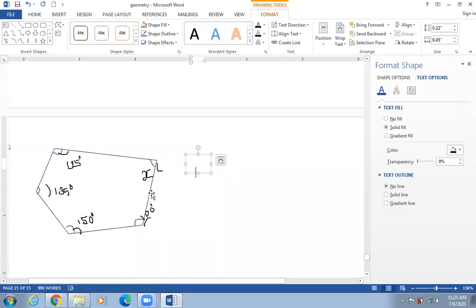What is the measure of the sum of angles of a pentagon? 540. And add all these angles: 125 plus 135 plus 150 plus 100 degrees plus x. Add all these angles, so their sum must be equal to 540. So x is 30 degrees. Our answer is 30 degrees.